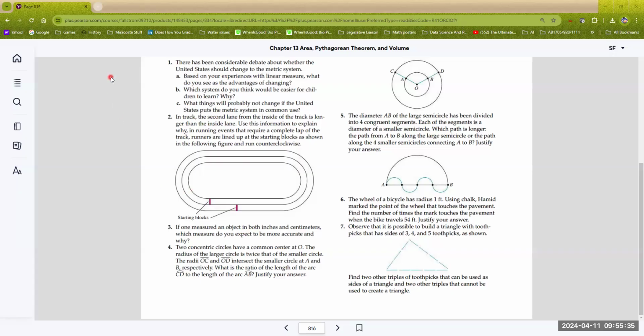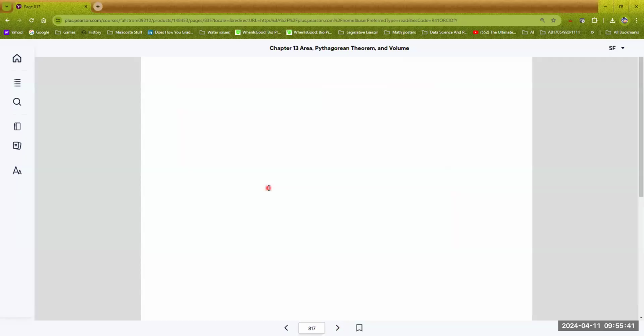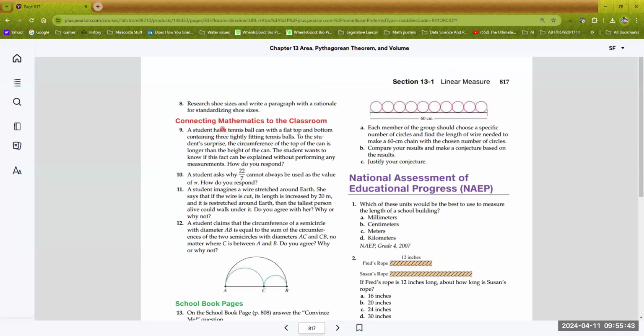Okay, so there's question 4. There's a push. Number 9. Let's take a look at number 9. A tennis ball can, flat bottom, contains 3 tennis balls. The circumference of the top of the can is longer than the height of the can. A student wants to know how the fact can be explained without performing any measurements.